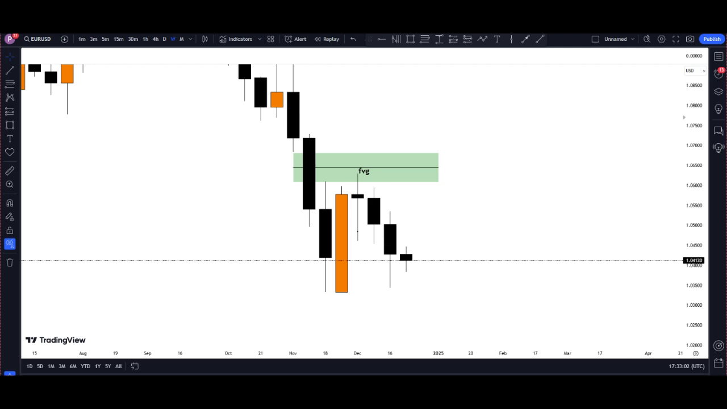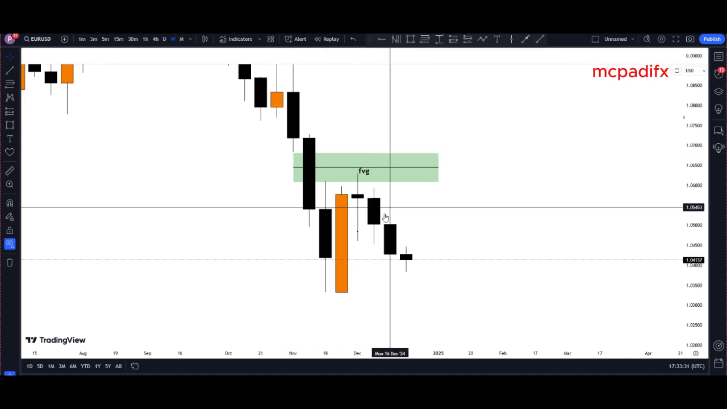By ICT's definition, a bullish order block is the last bearish or down candle before a significant upward price movement. And for the sell, it is the last up close candle before a significant down movement. So this is what we call an order block.